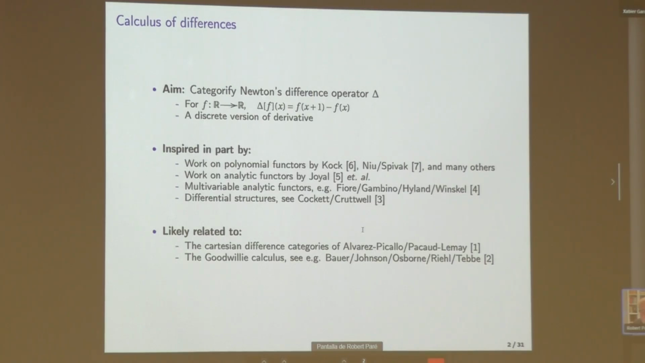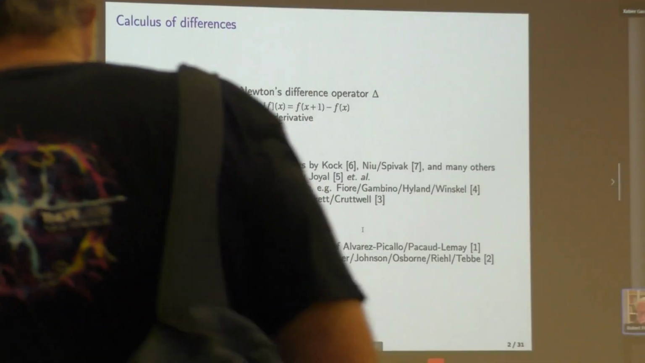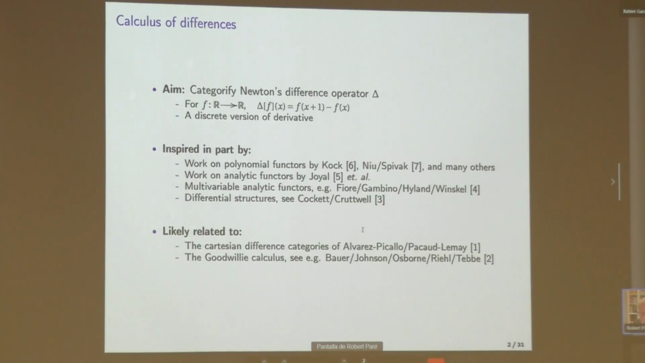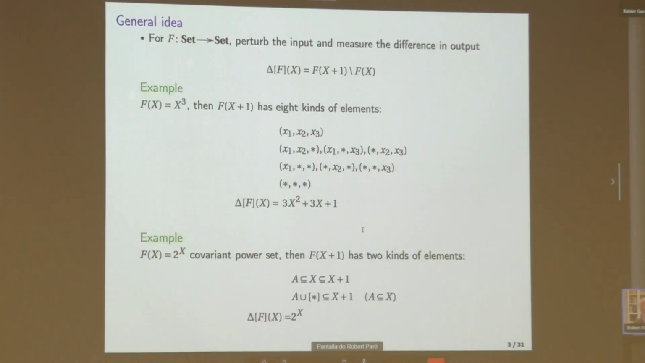I just mentioned two. So the Cartesian difference categories of Alvarez, Picado, and JS. I don't really understand the relationship, but certainly looks like there's something there. And it's also maybe a discrete version of the Goodwillie calculus, or maybe a non-additive version. And so there's this paper here by Bauer and company, which talks about that.